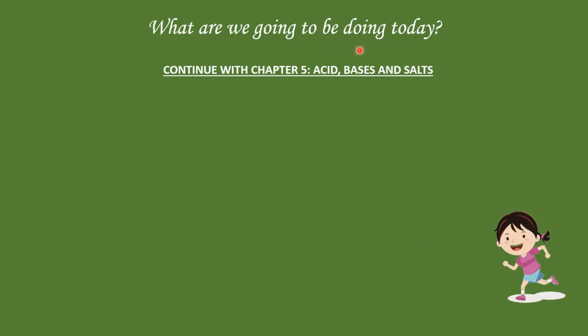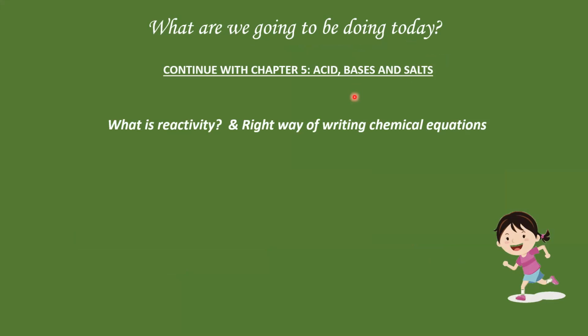Last time we saw what an acid is, what a base is, and what salts are. We have not gone into depth with salts, but we'll go into it in the next lecture. Okay. And we saw what neutralization is, what ionic compounds are, what dissociation is, etc. So keeping this in mind, we're going to start with, first, what is reactivity and the right way of writing chemical equations.